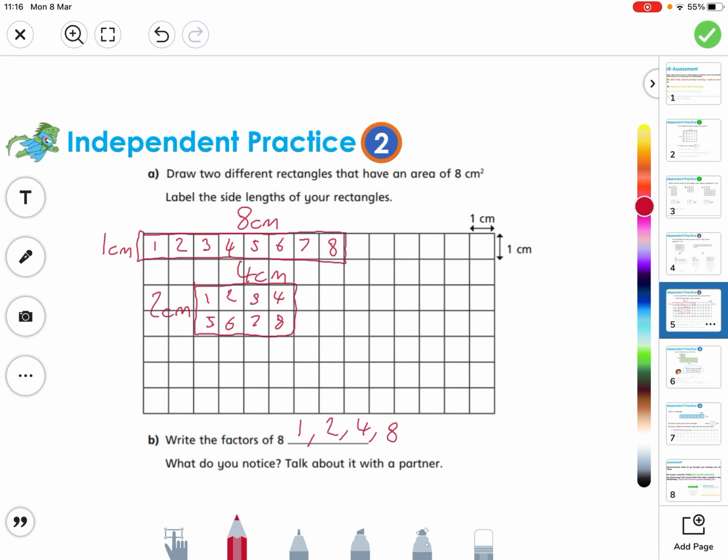Slide 5. Draw 2 different rectangles that have an area of 8 centimeters squared. I managed to draw 2 shapes. The length was 8 centimeters and the width was 1 centimeter, so 1 and 8. And the other one was 2 and 4. The factors of 8 are 1, 2, 4, and 8. And what do we notice? That the factors can go together, so 1 and 8 can go together to make 8, and 2 and 4 can go together.